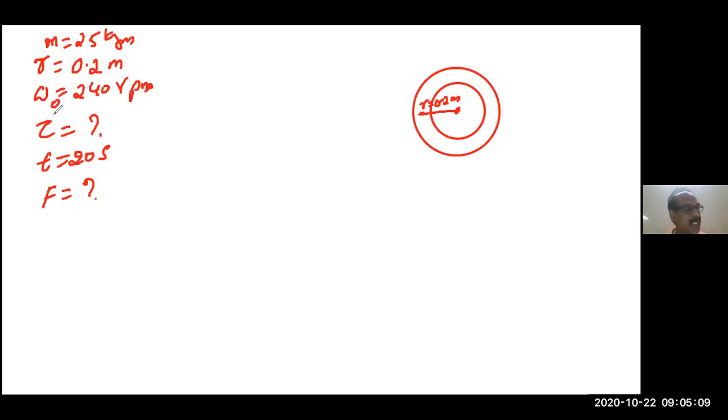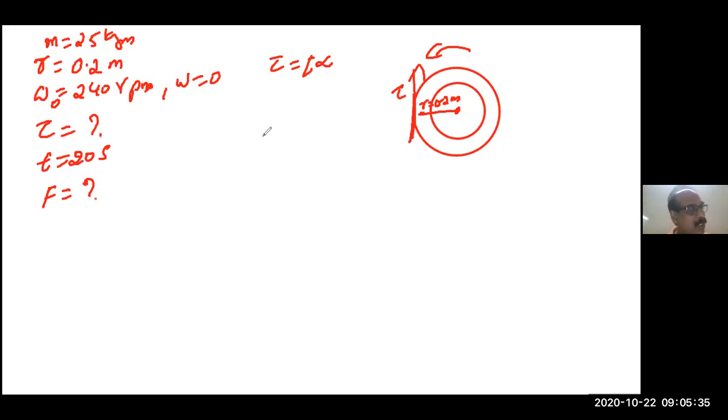What is the torque necessary to bring it to rest? That means you have to give an opposing torque to bring it to rest. So omega final is equal to 0. So we can use torque is equal to I alpha formula. Now you can calculate.